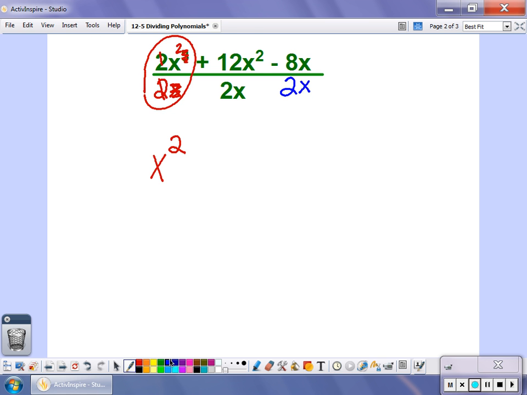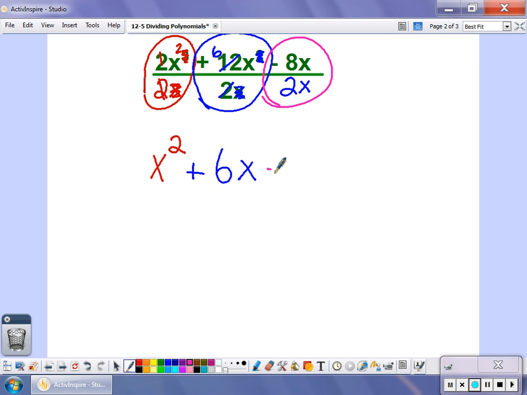In the middle, okay, so I have a plus sign. I've got 12 and 2, so 12 divided by 2 is going to give me 6. I have 1 x on the bottom, 2 x's on the top, so they're going to cancel out, and that'll leave me with just 6x. And then finally, if I look at the last term over there, I have negative 8x divided by 2x, so it's going to be a negative. 8 divided by 2 is 4. And I have 1x on top and 1x on the bottom. They cancel out, so I don't have any x's in my answer. So my answer to this problem is x squared plus 6x minus 4.